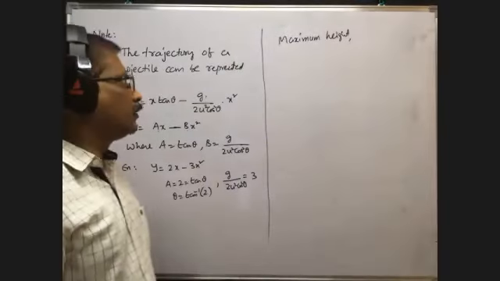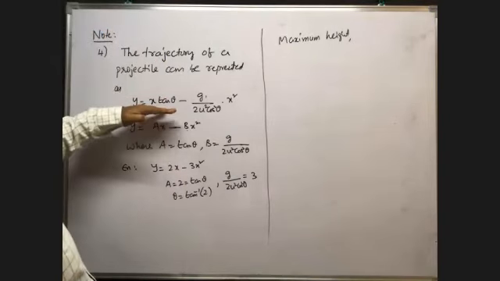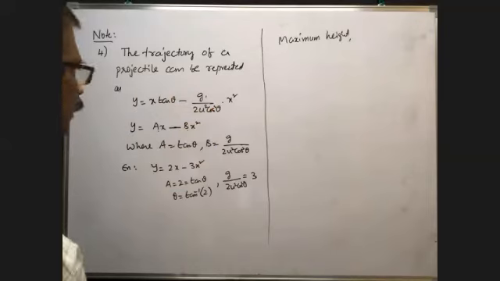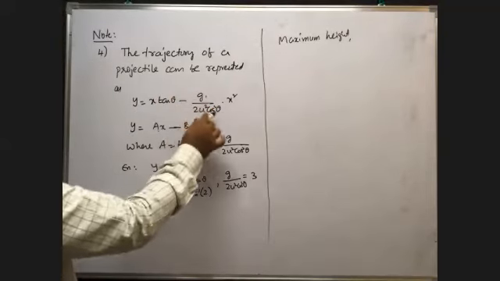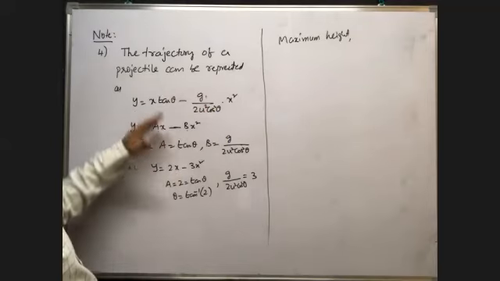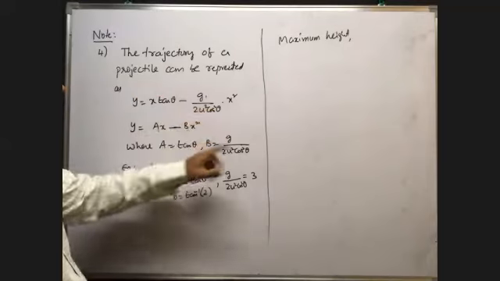Okay. You see, here the path of the projectile is represented with y is equal to x tan theta minus g by 2u square cos square theta into x square. As tan theta and g by 2u square cos square theta are constant, we can write y is equal to ax minus bx square. When you compare these two equations, a is equal to tan theta, b is equal to g by 2u square cos square theta.